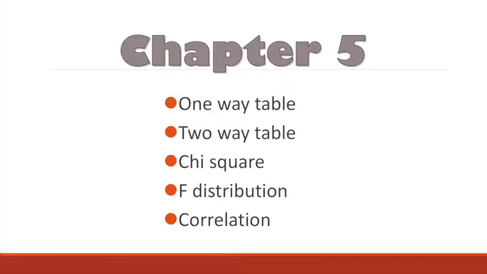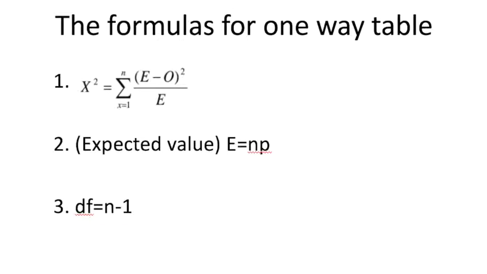In this chapter, we are going to talk about one-way table, two-way table, chi-square, F-distribution, and correlation. Now I'm going to talk about the one-way table, which is one of the tables we use for chi-square test. Here are the formulas for one-way table.